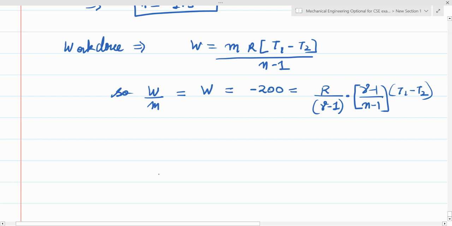Now the work taken here is minus 200 because it is a compression process. So work is done on the system. So minus 200 is equals to R upon (gamma minus 1).